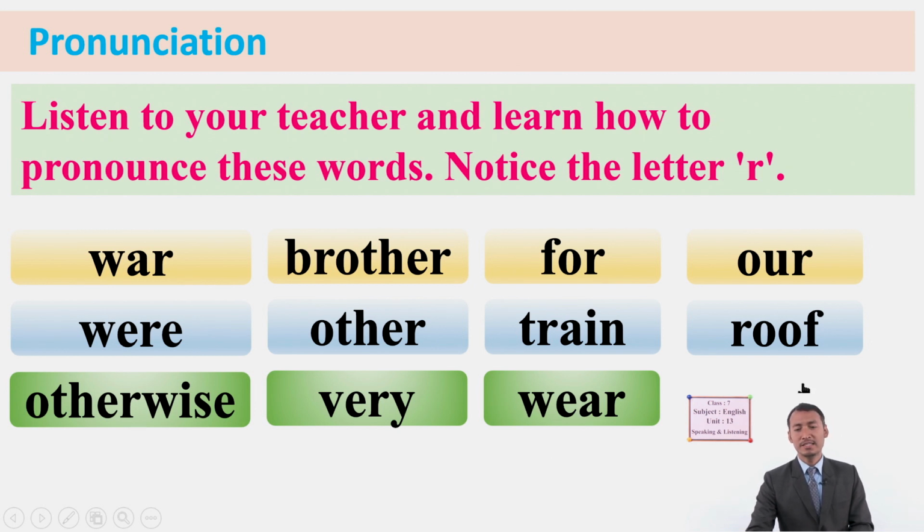Okay, so you can notice that when the letter R is at the beginning or in the middle of the word, it has the sound "ra". When it is at the end, there is no clearly pronounced "ra" sound. Okay, students, that is the thing that we have to learn from this pronunciation section. I hope you are clear.